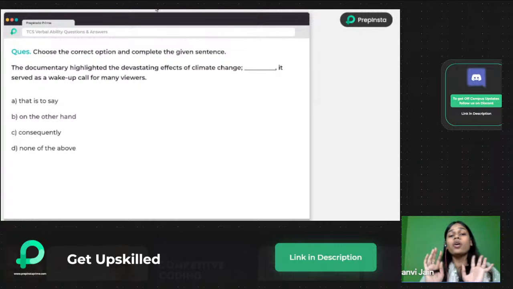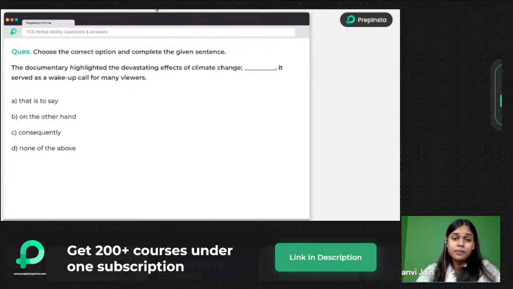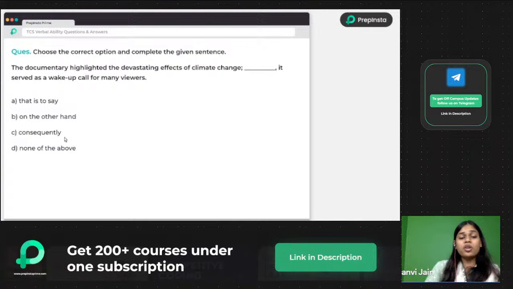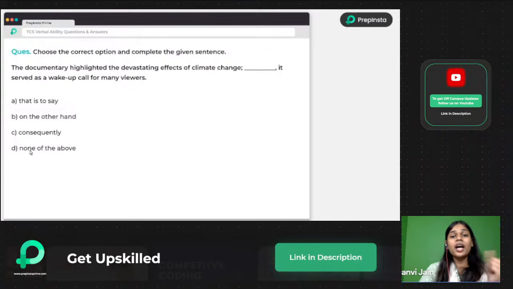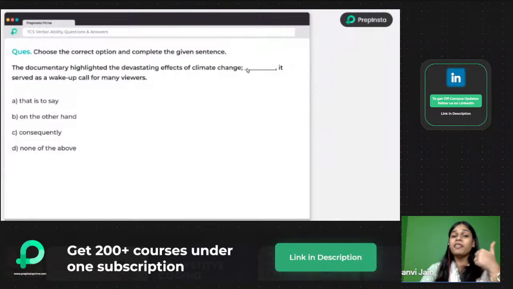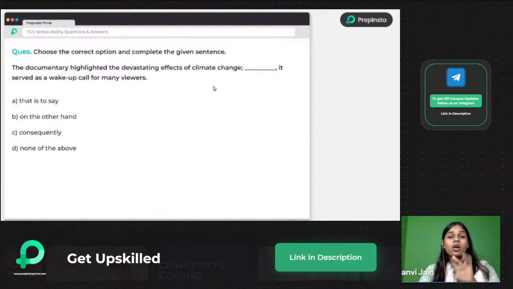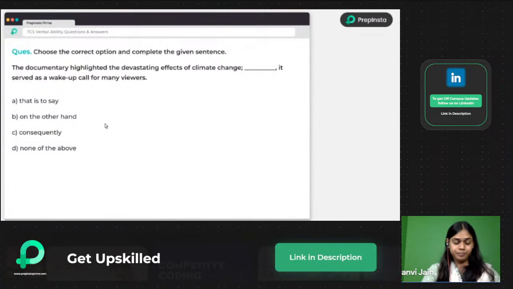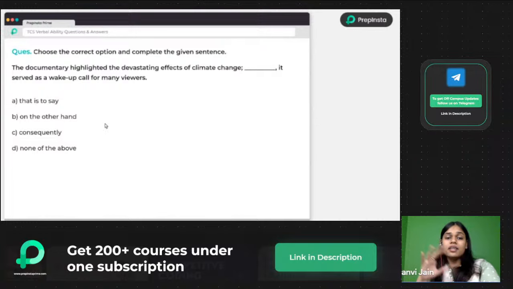And when we're talking about a cause and effect relationship between the two sentences, the conjunction that we can use to connect them is going to be consequently. This is a cause and effect conjunction, or an analytical conjunction. The first is the cause, highlighting the devastating effects, and the second is the effect, it alarmed the viewers. So we are going to use consequently as the correct answer. So if you've answered it correctly, congratulations.